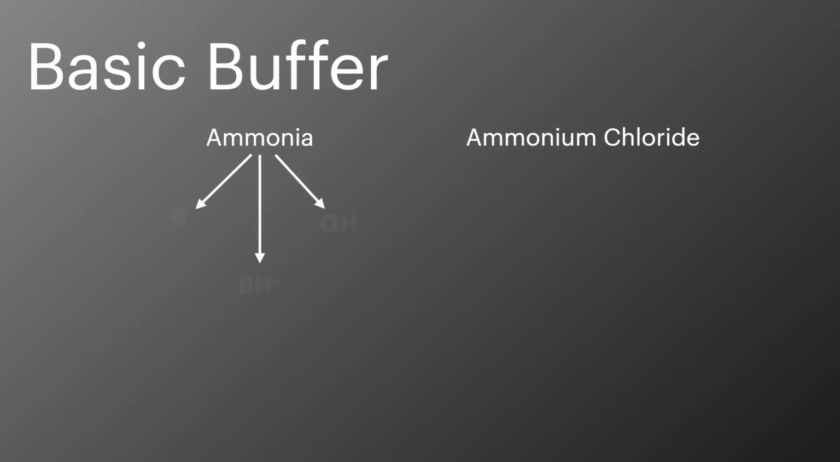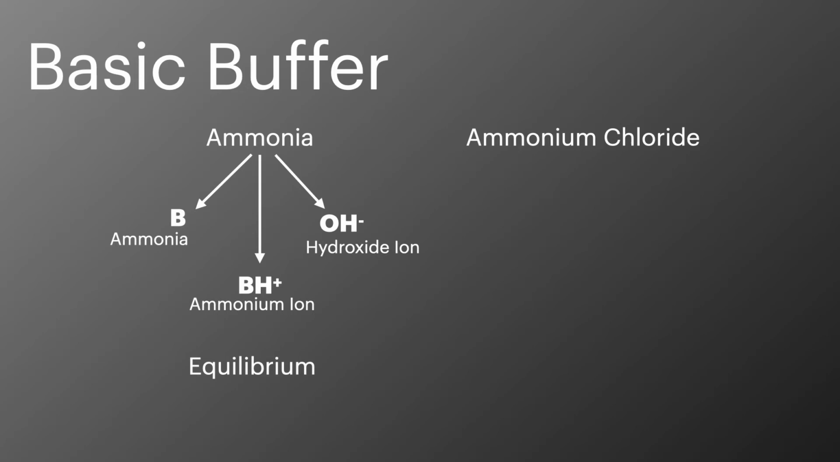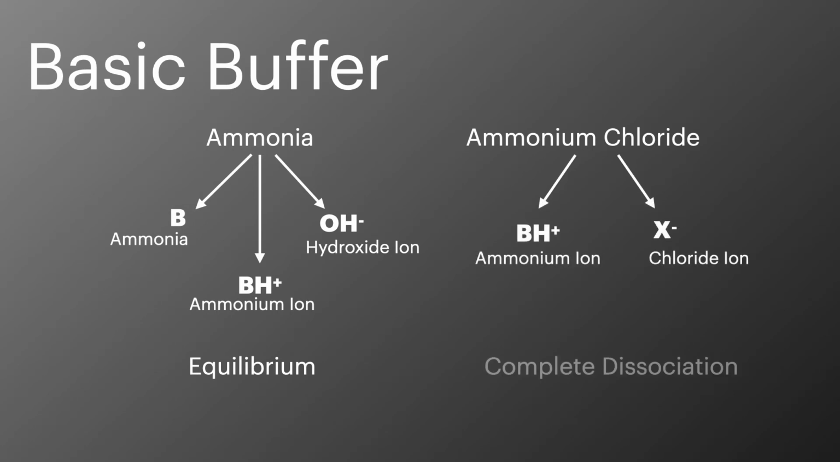Ammonia forms an equilibrium between ammonia molecules, hydroxide ions, and ammonium ions. These are formed by reaction with water molecules when the ammonia gains a proton from the water. Ammonium chloride completely dissociates to form more of the ammonium ions and the spectator chloride ion.